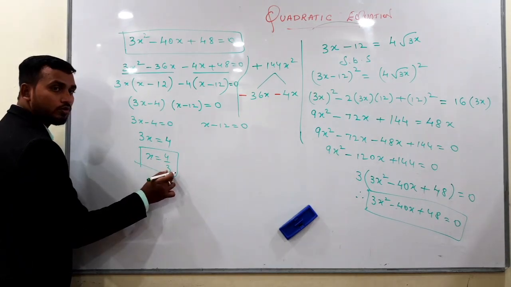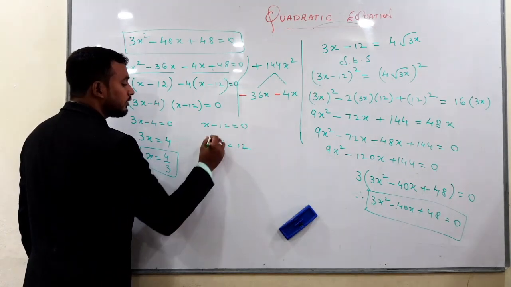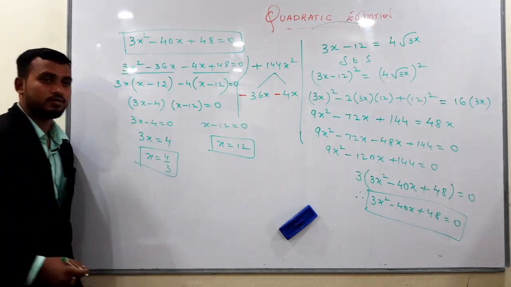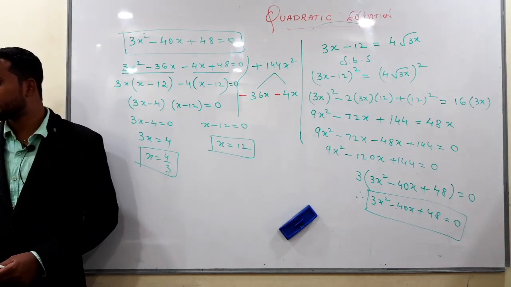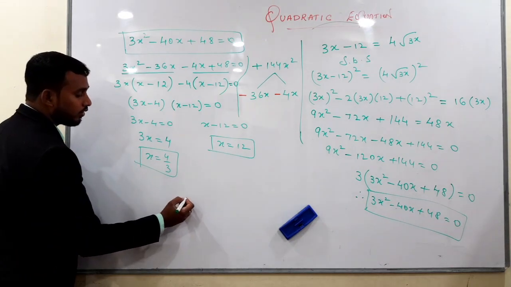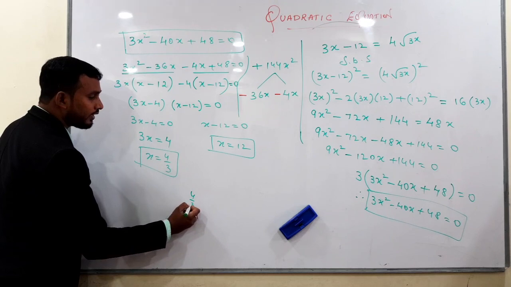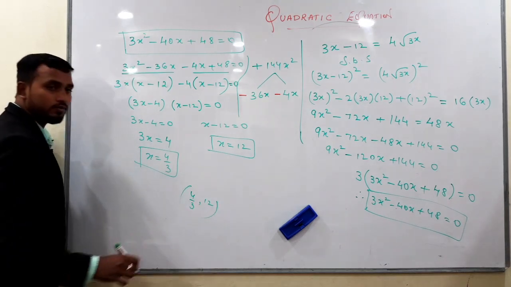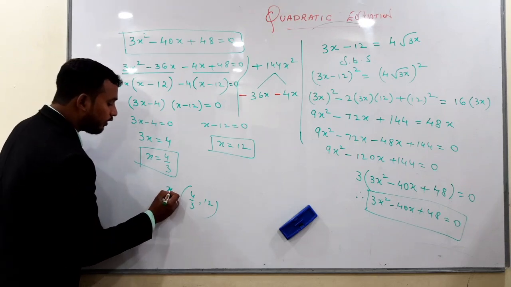This 3 will come down. Cross multiply. Now x equals minus 12, come this side. It becomes plus 12. So what is the final solution? What are the values of x? The values of x are plus 4 by 3 or plus 12. The values of x are what? 4 by 3 comma 12. 4 by 3 comma 12. So these are the values of x.